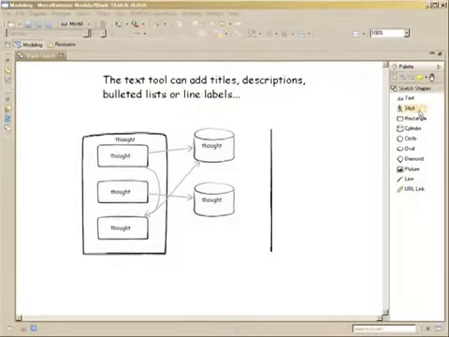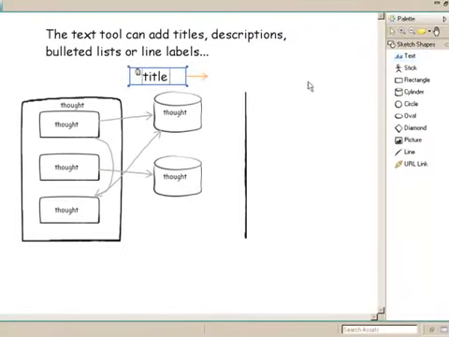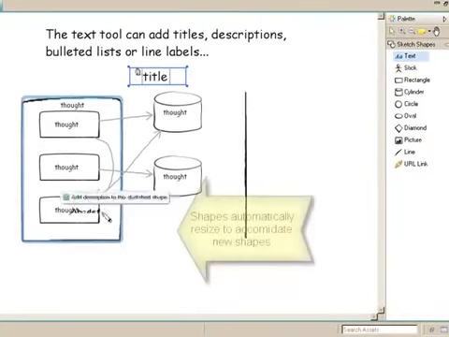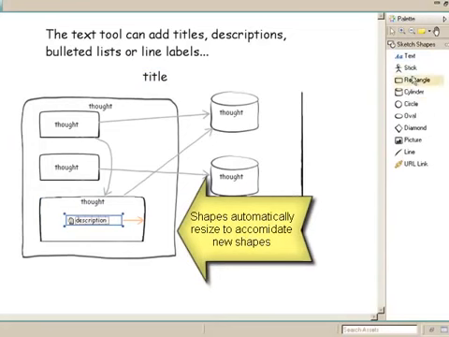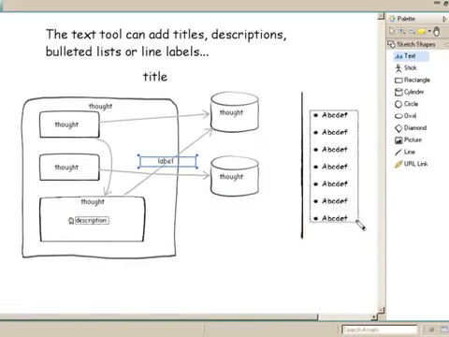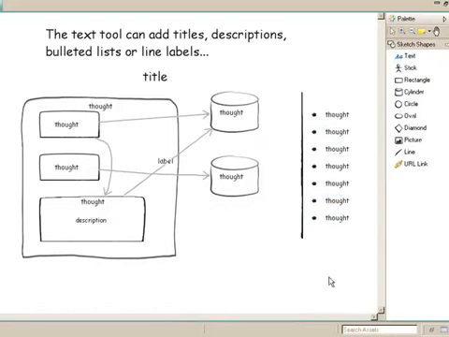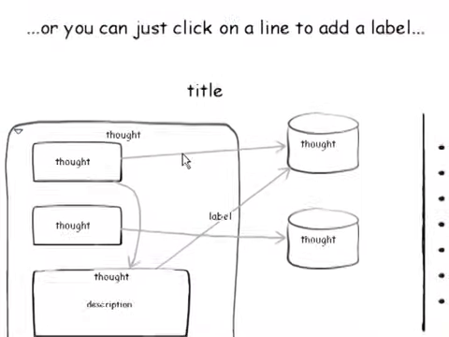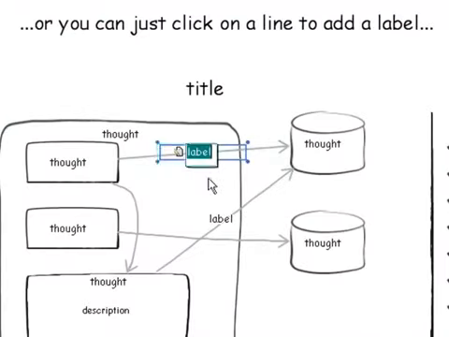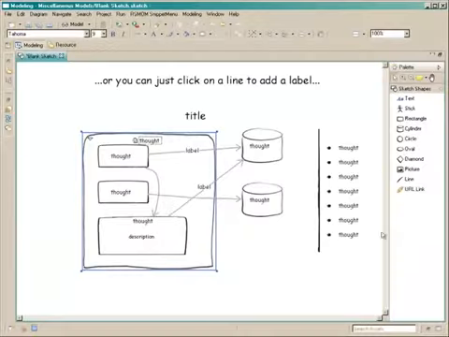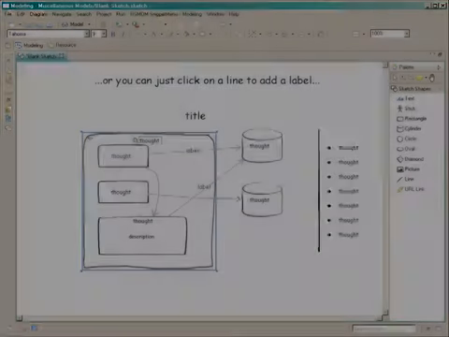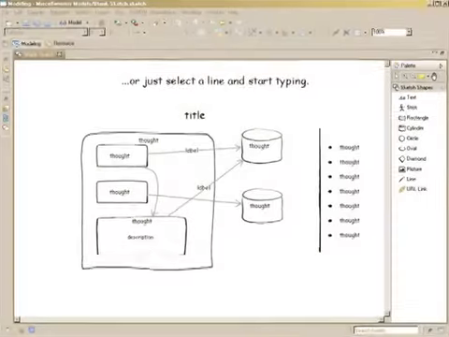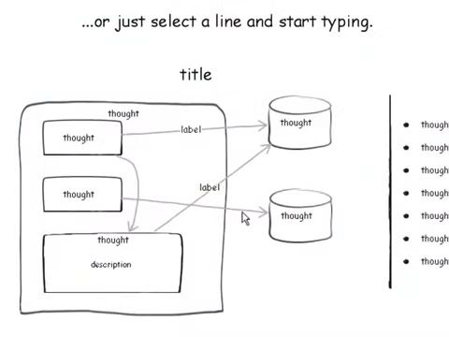The text tool can be used to add text to any aspect of your sketch, including titles and line labels. You'll also notice that sketch shapes dynamically move to make room for new shapes. Line labels can also be added by clicking on the Line Rename button. Or you can just select a line and start typing.